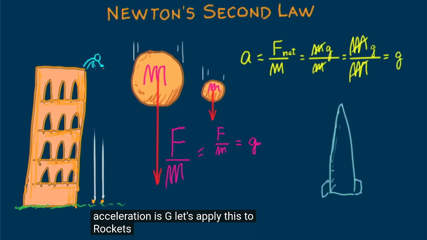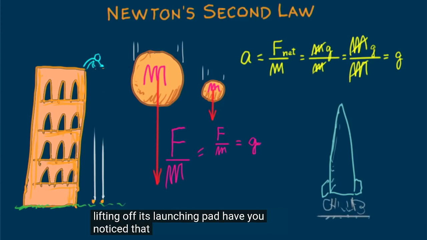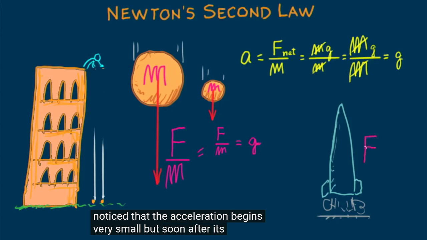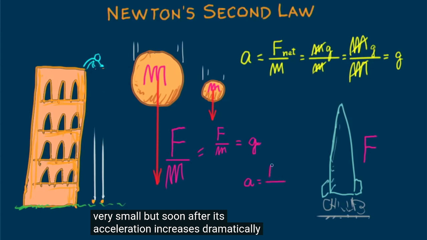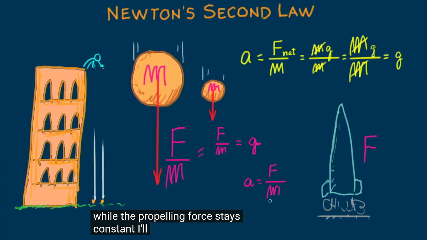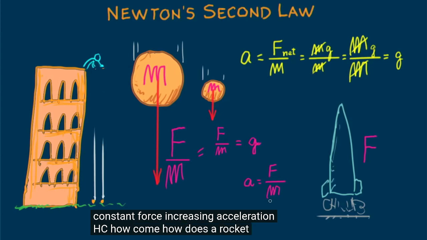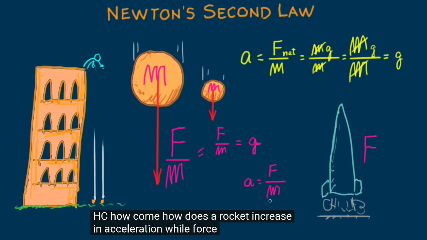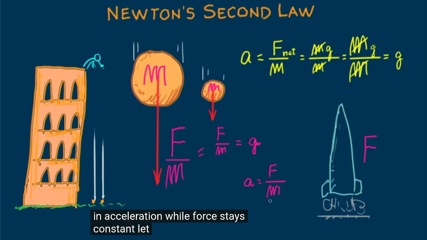Let's apply this to rockets. When you see videos of a rocket lifting off its launching pad, have you noticed that the acceleration begins very small? But soon after, its acceleration increases dramatically, even while the propelling force stays constant. I leave you with a question. Constant force, increasing acceleration, how come? How does a rocket increase in acceleration while force stays constant? Let the equation guide your thinking.